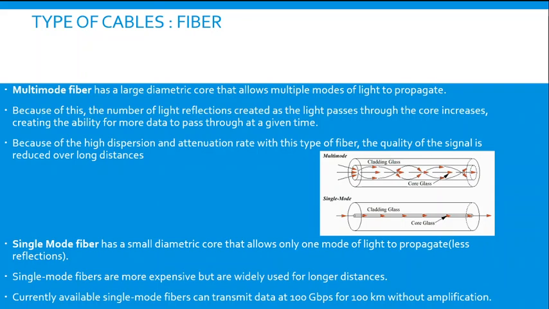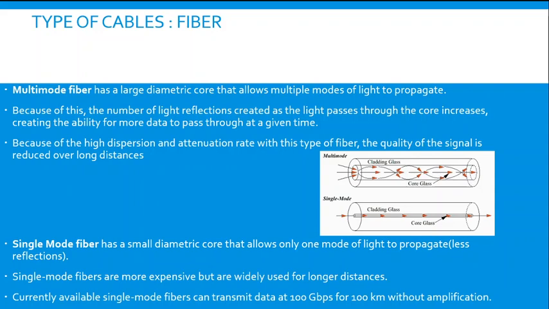We have the fiber types: multimode and single mode. Multimode has a large diameter core. It allows multiple modes of light to propagate. Because of this multimode propagation of light, a number of light reflections are created as light passes through the core. It increases the ability for more data to pass through at a given time.